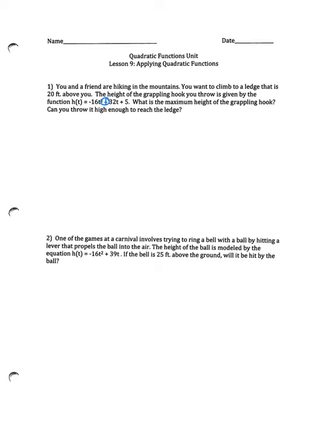So basically you're looking at this ledge that's up here, that's 20 feet high. You're down here, right? And you're throwing this grappling hook, and the question is, will it just get to here, or will it actually reach that 20-foot ledge? So you're looking for the highest point of your parabola. You're looking for the y value of the vertex. So remember, to find the y value of the vertex, you first find the axis of symmetry, plug it back into the function, and that'll be the y value of the vertex.